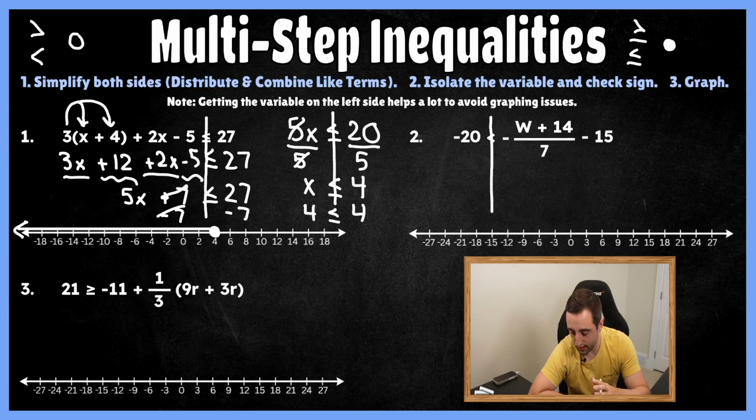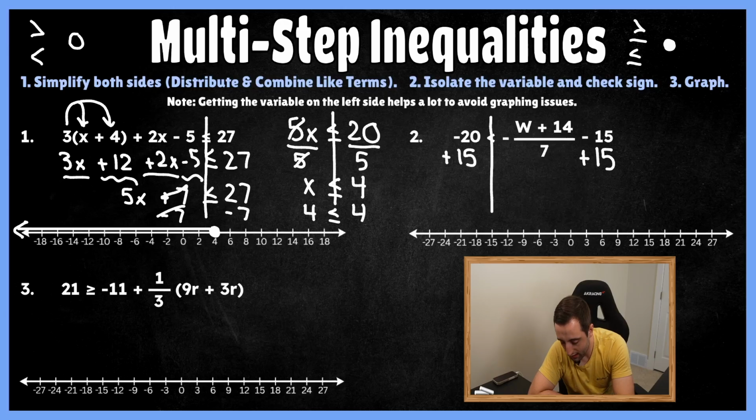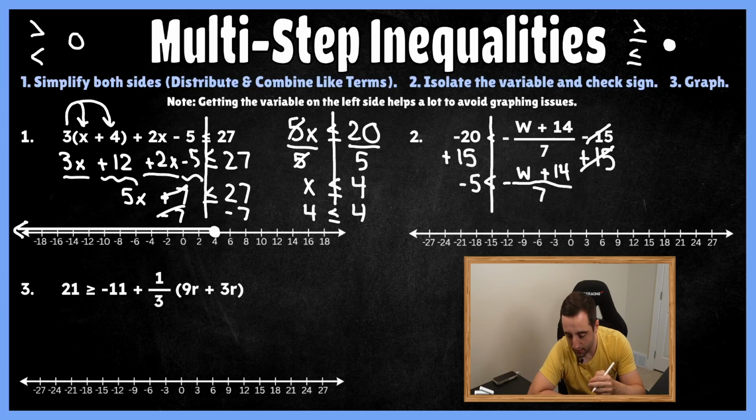So for this one, we want to get rid of the number that doesn't have the variable. In this case, it is subtracting by 15. So let's go ahead and add 15 to both sides. So plus 15 over here. Inverses are going to cancel on the right side. -20 plus 15 is -5 is less than -w plus 14 in the numerator. And then we have 7 in the denominator. And now we've eliminated that 15 entirely, which means we're one step closer to being done.